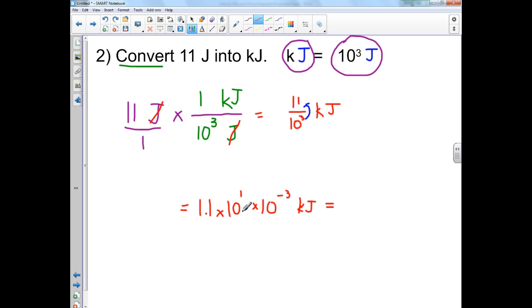And when you have two powers of 10 multiplied together, you add the exponents. So what's 1 plus negative 3? It's negative 2. So the answer is 1.1 times 10 to the negative 2 kilojoules.